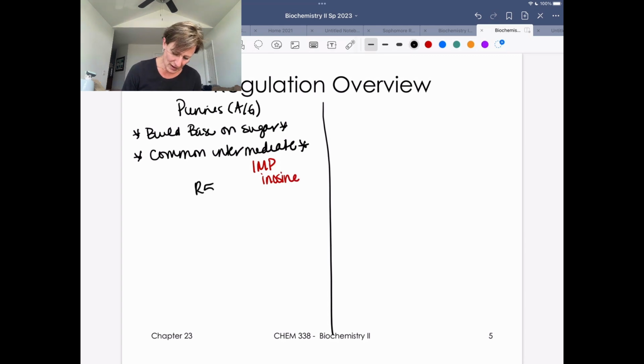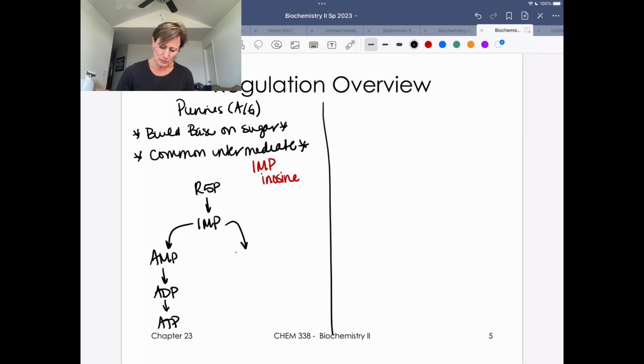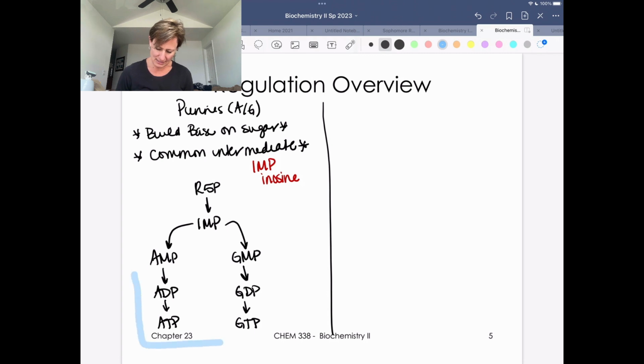All right, so here's what we're going to see here. We start with ribose 5-phosphate. Remember, we're going to build the base on the sugar. So the base that we're going to build is this common intermediate called IMP. IMP can be modified in one arm to make AMP, and then kinases can add phosphates to make ADP, and then ATP. And then the other arm over here is going to be making GMP, and further kinase activity to generate GDP and then GTP. So again, we're going to have kinase activity responsible for doing this biochemistry.